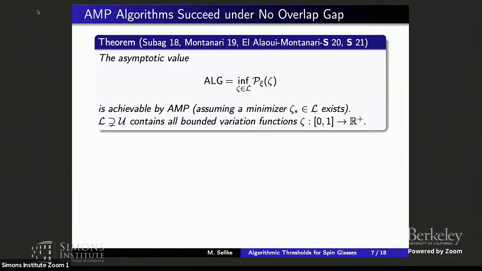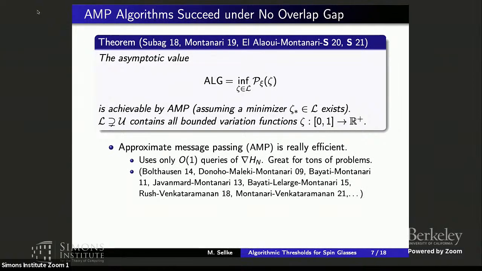Previously, for the true maximum value, we have to minimize over all increasing functions. But this algorithmic value is given by minimizing over kind of all functions. So they don't have to be increasing anymore. In this case, we have to assume that a minimizer to this variational problem exists.